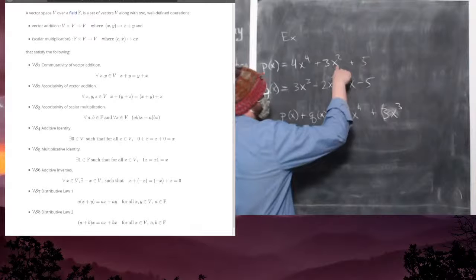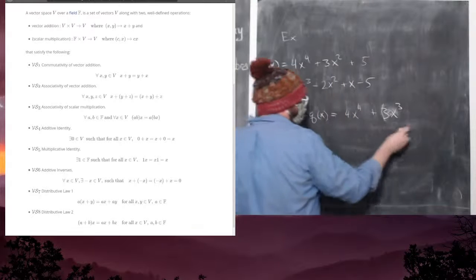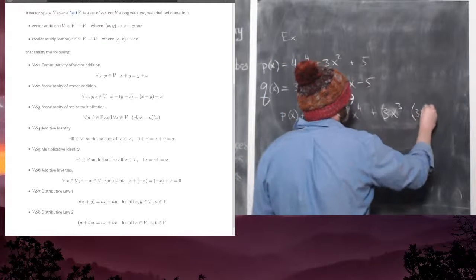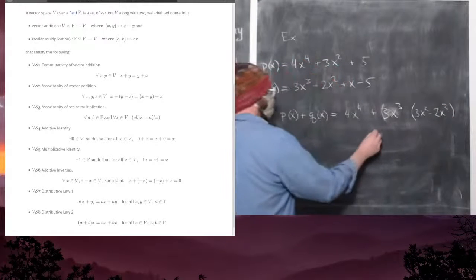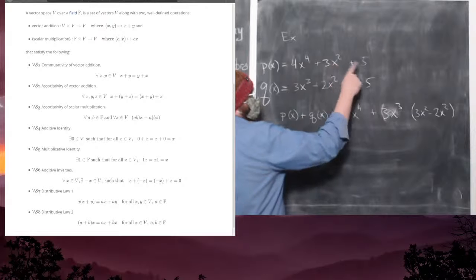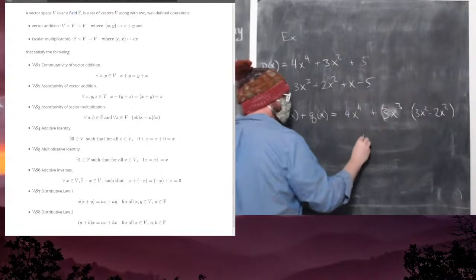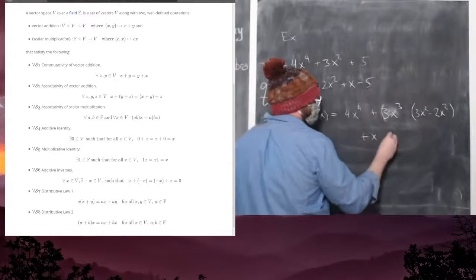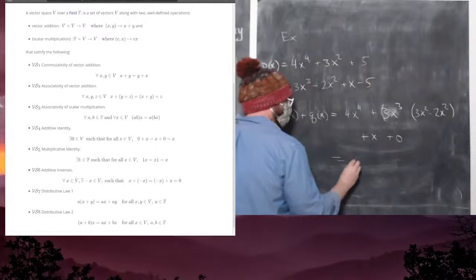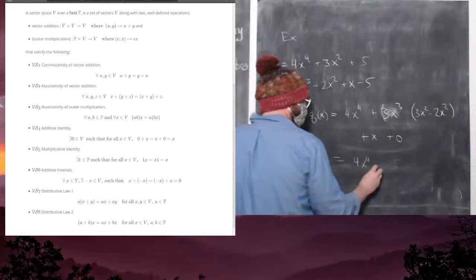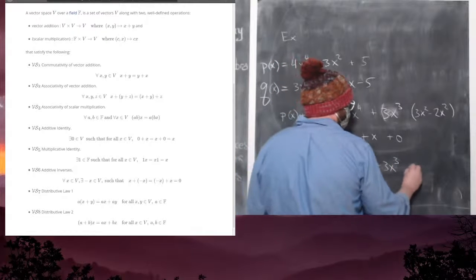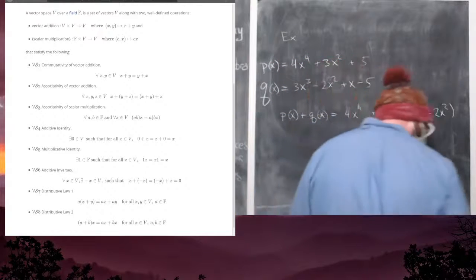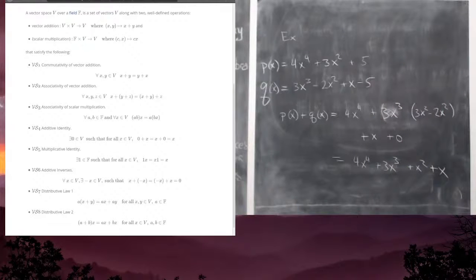And then here we have 3x squared minus 2x squared, so that's just that. And then continuing, we have plus x, and then 5 minus 5 just gives 0. So we're left with 4x to the fourth plus 3x cubed plus x squared plus x.